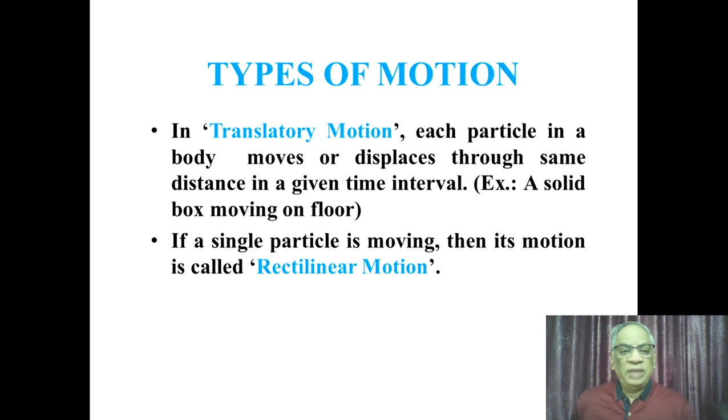Let us understand the types of motion. Translatory motion: when an object is moving, each particle in the body displaces through some distance in a given time interval. Then we say that it is translatory motion. An example is a solid box moving on the floor. If a single particle is moving, that means instead of a large body, a small particle-like thing is moving, then it is known as rectilinear motion.